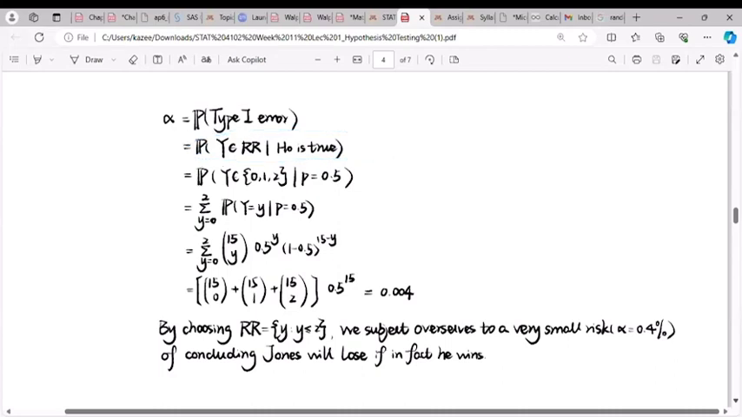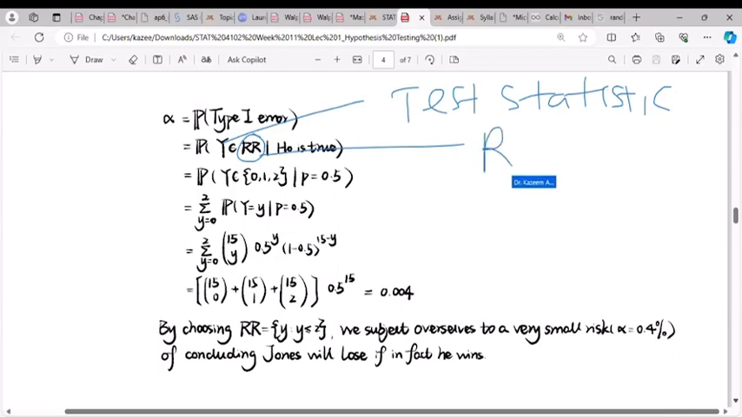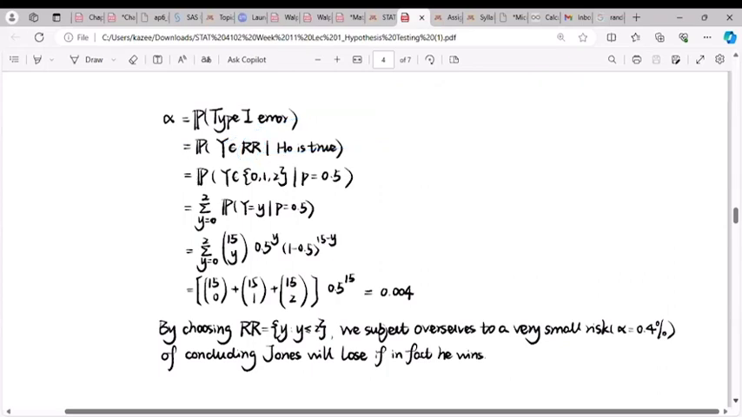Don't forget the other time I said y here, that is the test statistic. The probability that your test statistic falls in the rejection region, R is the rejection region, when H naught is true. Don't forget, that is type 1 error. And what is the rejection region we created? We created y less or equal to 2, and y less or equal to 2 in the actual sense means 0, 1, 2.